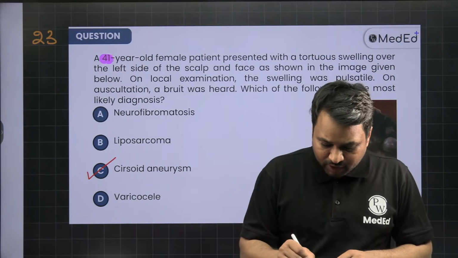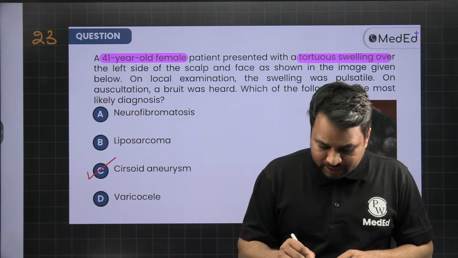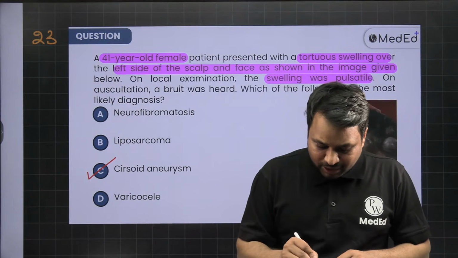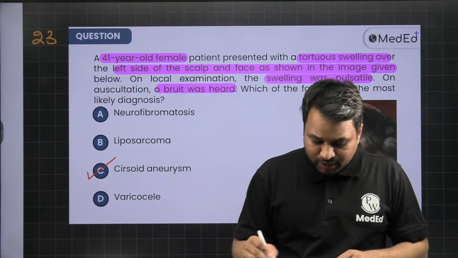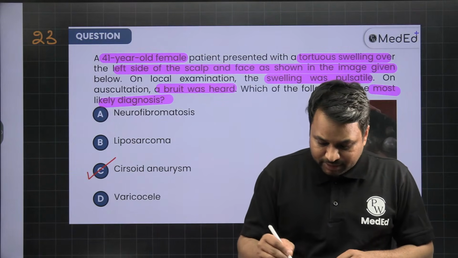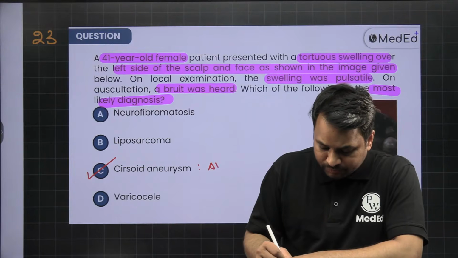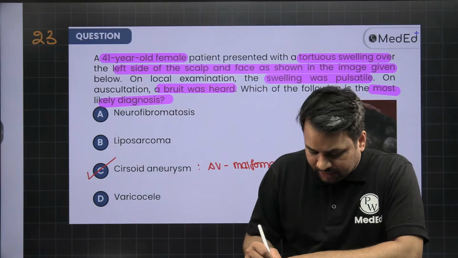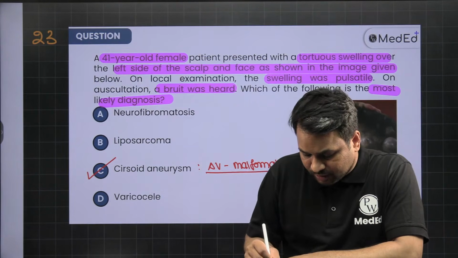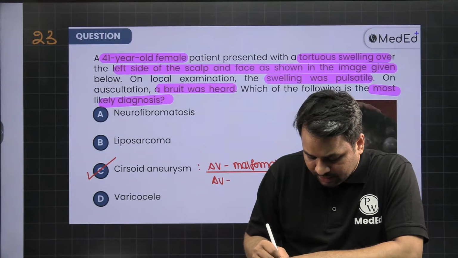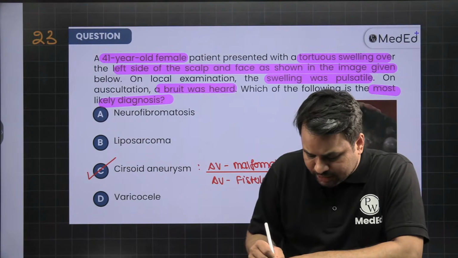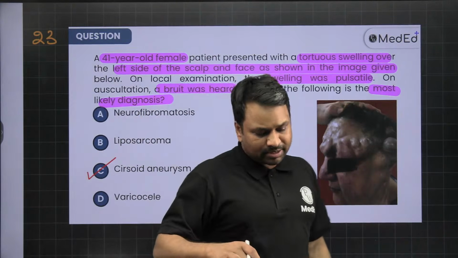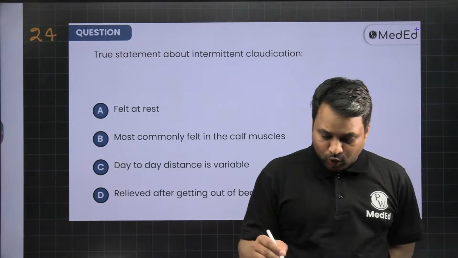It is given clearly. A 41-year-old female presented with tortuous swelling over the left side of the scalp and the face, shown in the image given below. On local examination, the swelling was pulsatile. On auscultation, a bruit was heard. Which of the following is the most likely diagnosis? Cirsoid aneurysm is basically an AV malformation, or basically an AV fistula. Usually it's congenital, but it can be secondary to trauma also. If it is seen on the scalp, it is called a cirsoid aneurysm. Nothing spectacular about it. Question number 24, we have already discussed this.